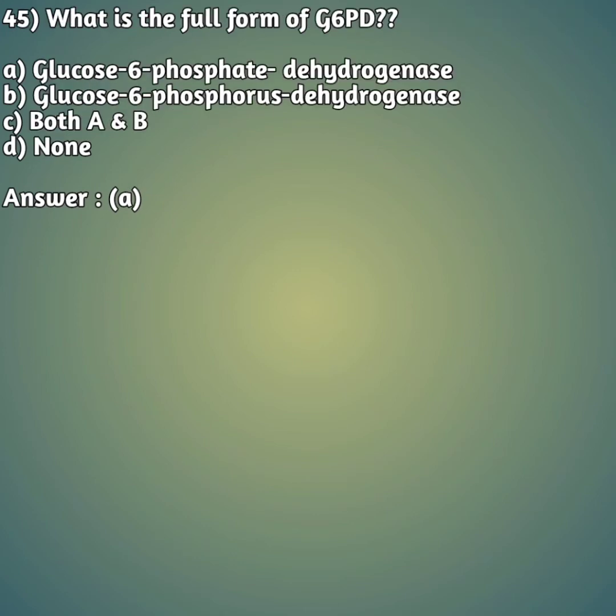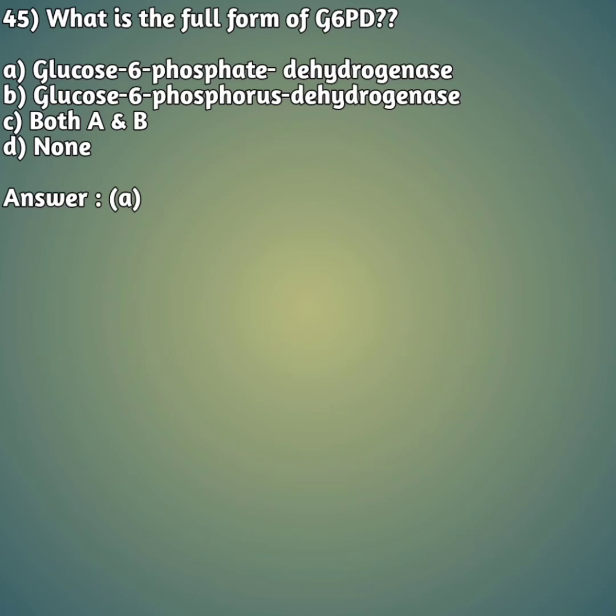What is the full form of G6PD? Option A glucose 6 phosphate dehydrogenase, option B glucose 6 phosphorus dehydrogenase, option C none, and option D both A and B. So friends, the right answer and the right full form of G6PD is glucose 6 phosphate dehydrogenase. So moving on to our 46th question.